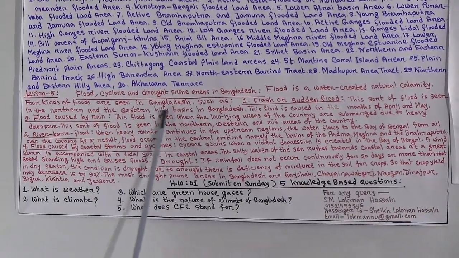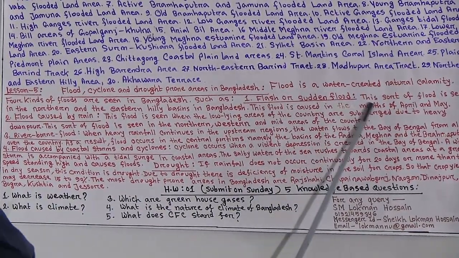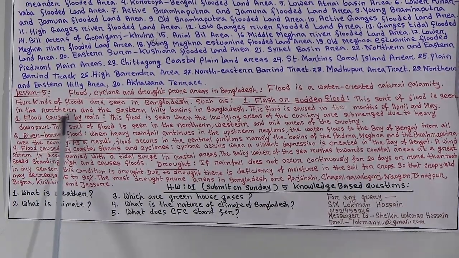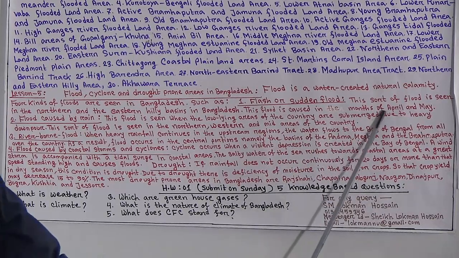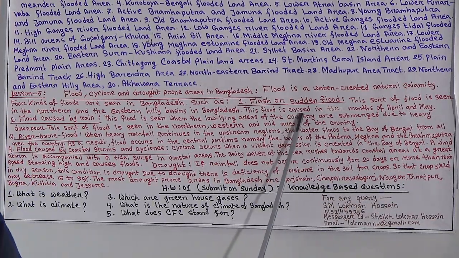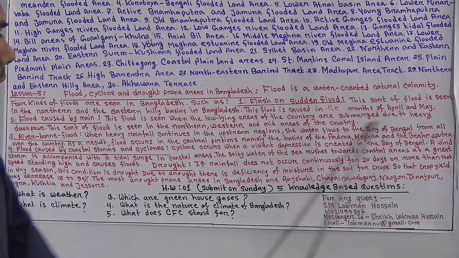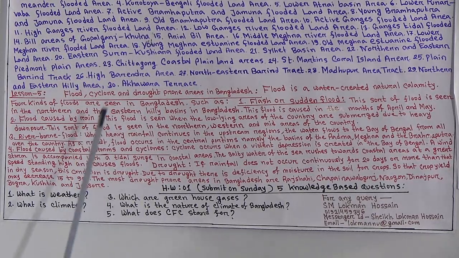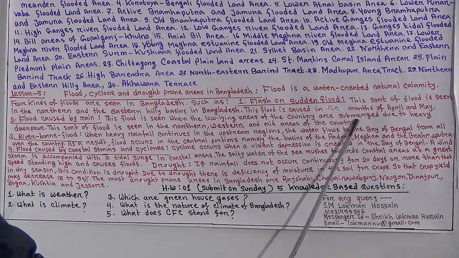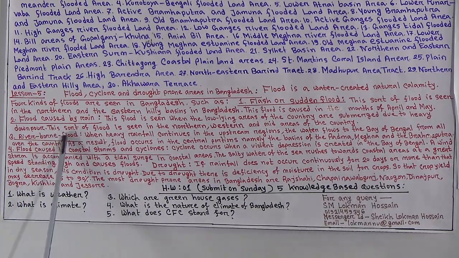Four kinds of floods are seen in Bangladesh, such as flash or sudden flood. This sort of flood is seen in the northern and the eastern hilly basins in Bangladesh. This type of flood is caused in the months of April and May. Okay, number 2, flood caused by rain. This flood is seen when the low-lying areas of the country are submerged due to heavy downpour. This sort of flood is seen in the northern, western and mid areas of the country.